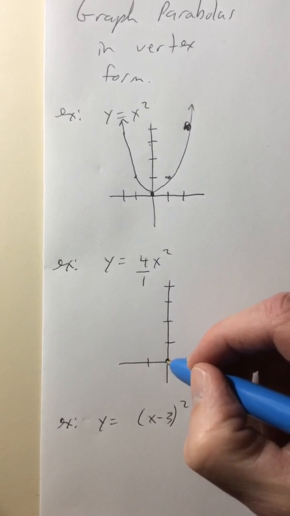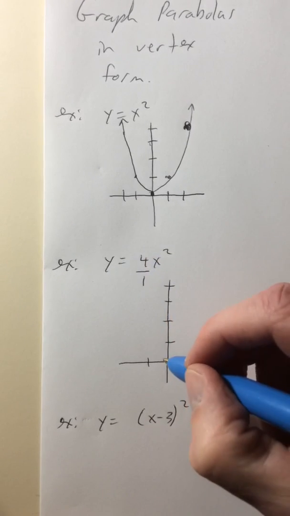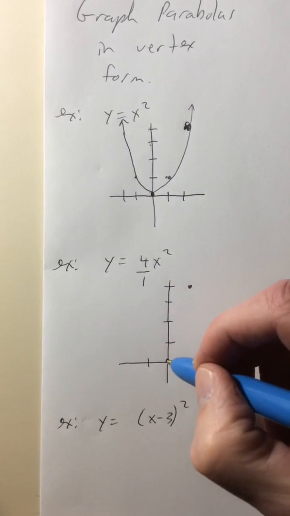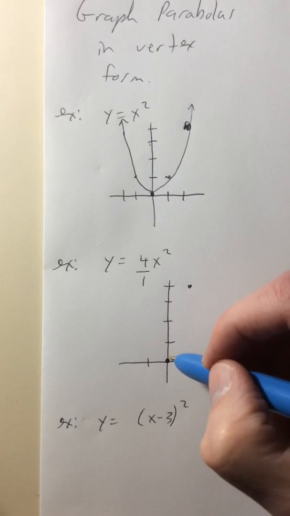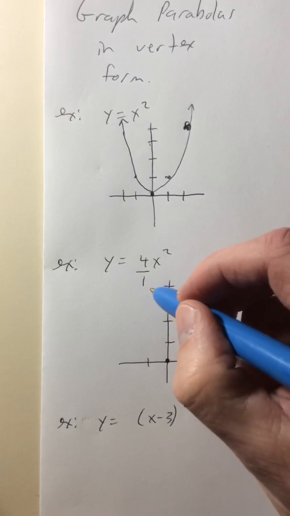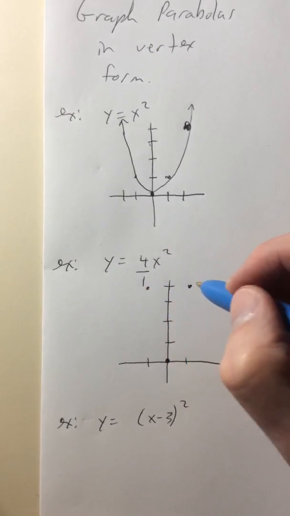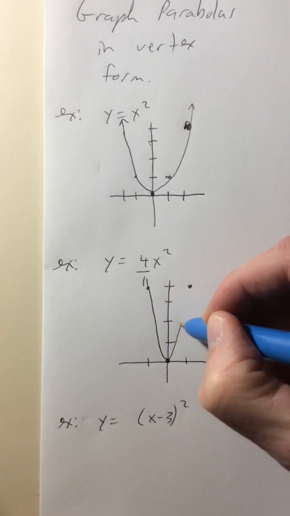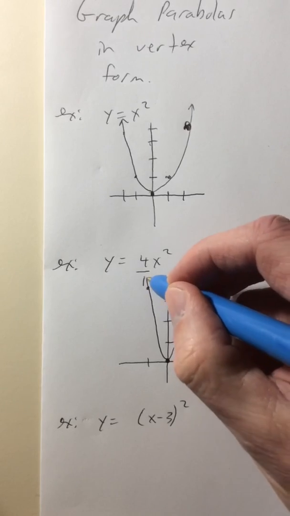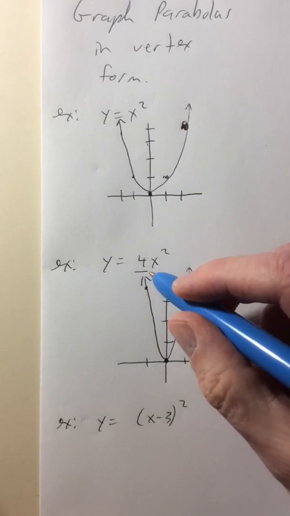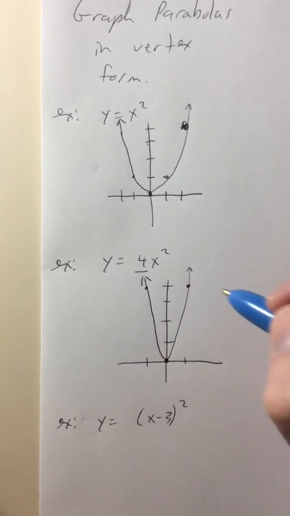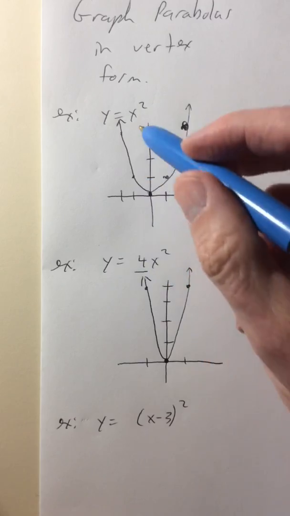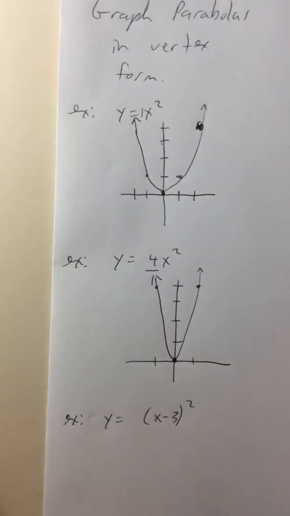So from the vertex, we're going to go up 4 over 1. So up 4, 1, 2, 3, 4 over 1. And we're going to do that in both directions because parabolas are symmetric, so they're the same on both sides. So 1, 2, 3, 4 over 1 the other way. And then we just connect the dots in a curvy kind of way. Make sure we're curvy. And there we are. That's 4x squared, over 1 up 4. So you can see that this one is just taller and skinnier than this one, and that makes sense because 4 is bigger than 1.